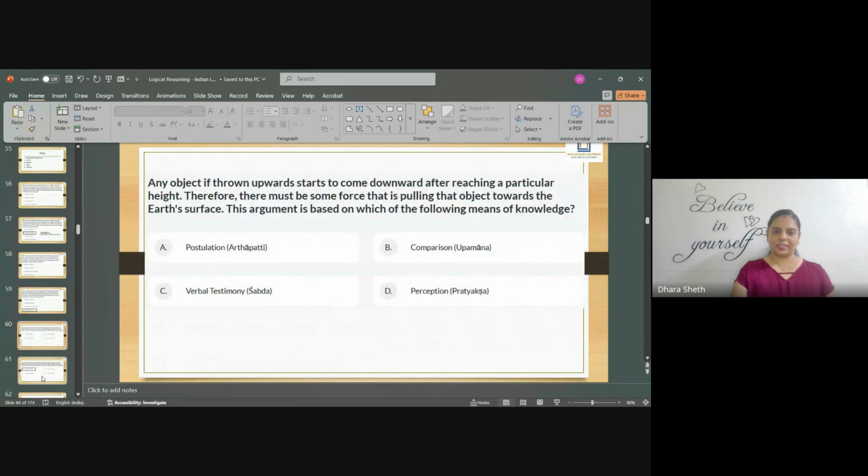Okay. Next, any object thrown upwards starts to come downwards after reaching a particular height. Therefore, there must be some force that is pulling that object towards the Earth's surface. Now, what is this? Arthapti, Upaman, Shabd or Pratyaksh?